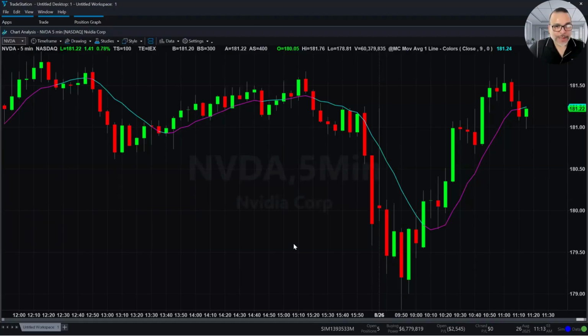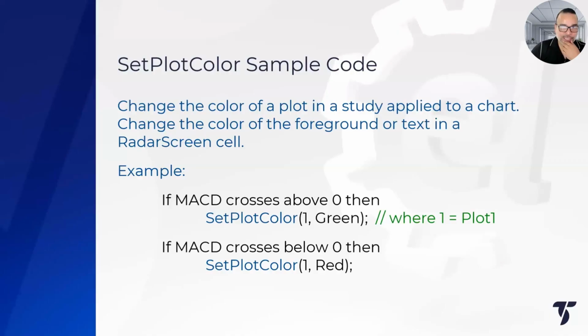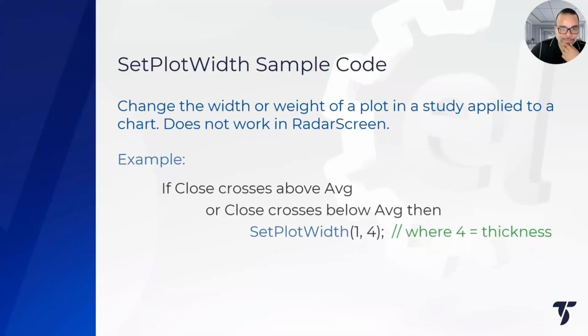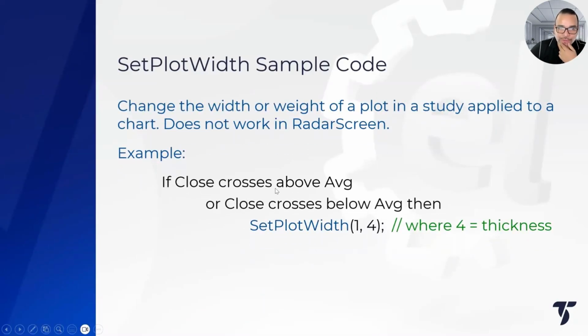Let's go back here to the PowerPoint and take a look at some other syntaxes. The width of any line can also be changed dynamically. Here's the example code. So here we have, if the close crosses above the average, or close crosses below average, then SetPlotWidth(1, 4). The parameters needed on the width side are, first of all, which line, as we did in the color, which line is the one that you're trying to change the width of? And then what is the thickness? Here the number 4 equals the thickness. The thickness ranges from 0 all the way to 6. How do I know that? I'm going to show you where we get that information.